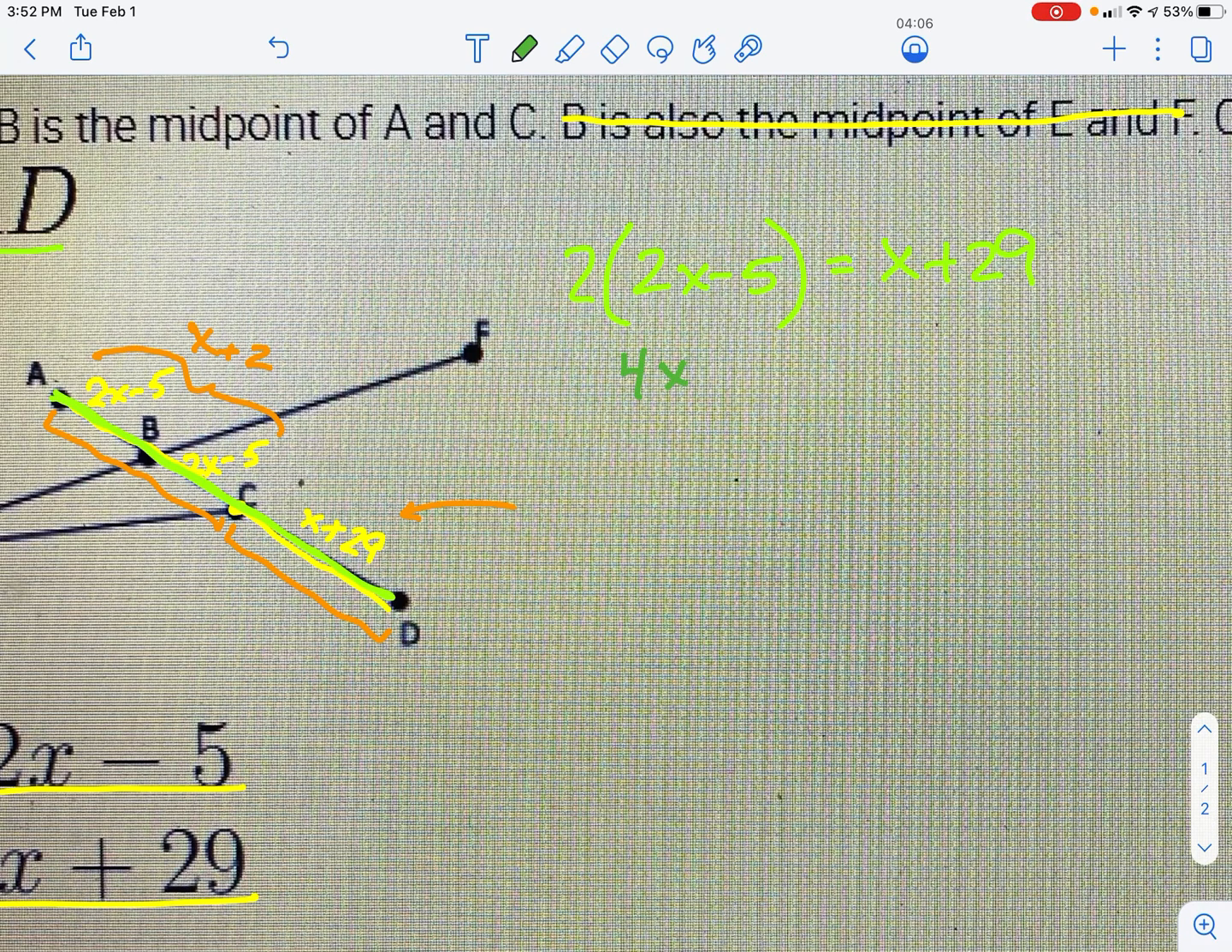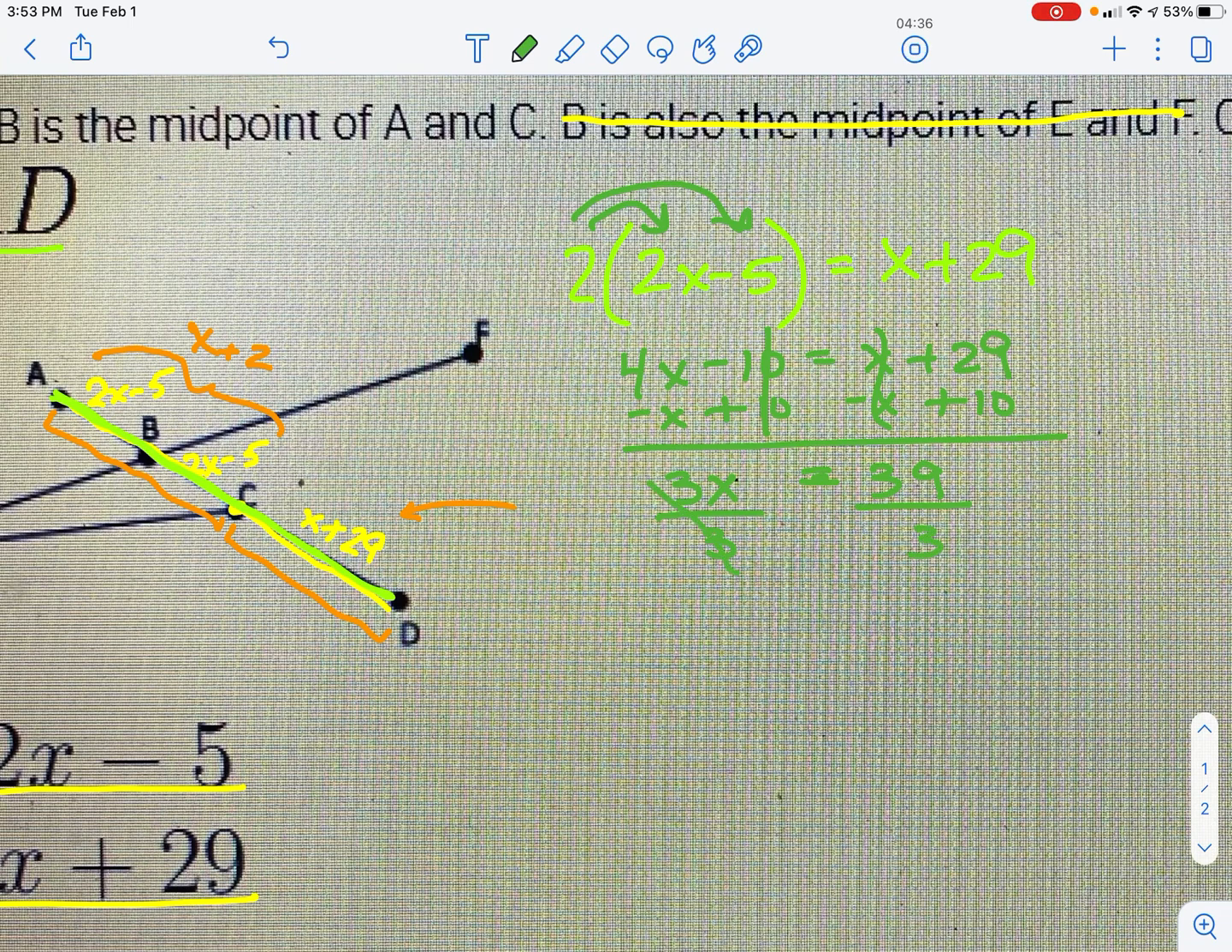So we have 4x minus 10, right, when I distribute this, equals x plus 29. Now I'm going to do two things at once here. I'm going to subtract the x from that side and this side, because that'll cancel these two out. And I'm going to add 10 to both sides so I can cancel this out. So what I'm left with is 3x equals 39. Okay, hopefully you saw what I did there. We'll divide both sides by 3, and x is equal to 13.